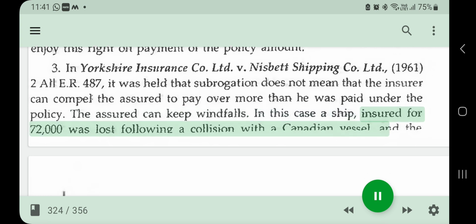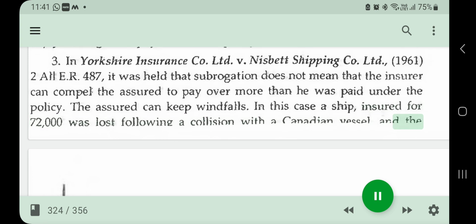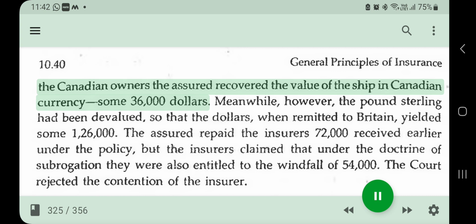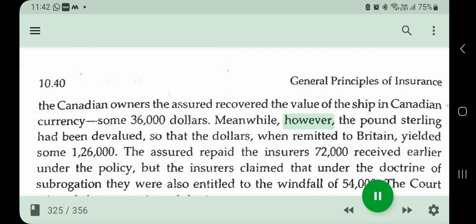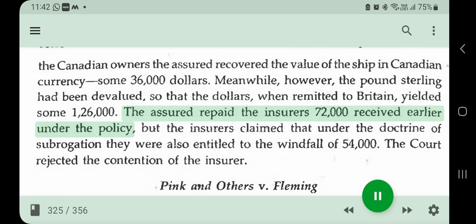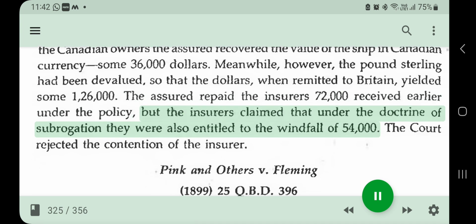In this case, a ship, insured for $72,000, was lost following a collision with a Canadian vessel. The Canadian owners, the assured, recovered the value of the ship in Canadian currency, some $36,000. Meanwhile, however, the pound sterling had been devalued, so that the dollars, when remitted to Britain, yielded some $126,000. The assured repaid the insurers $72,000 received earlier under the policy, but the insurers claimed that under the doctrine of subrogation they were also entitled to the windfall of $54,000.